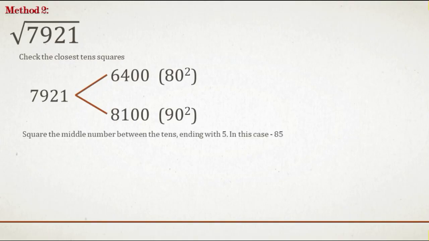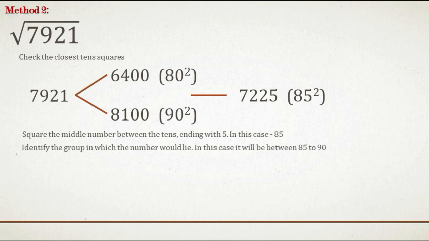Now we'll find the middle number also, which is ending with 5. So in this case, it will be 85 because 85 comes between 80 and 90. So 85 square will be 8 nines are 72 and 5 square, which is 25. So we know 85 square is also 7225.